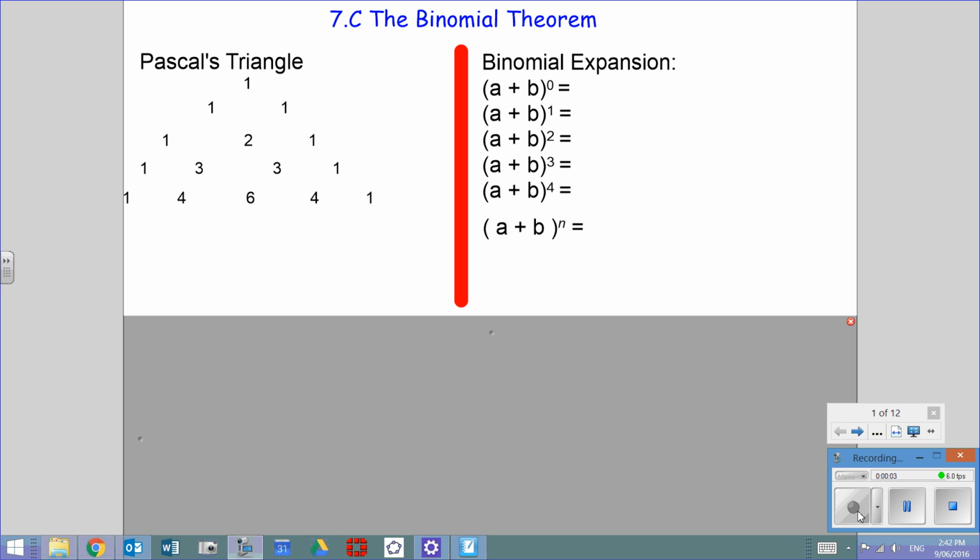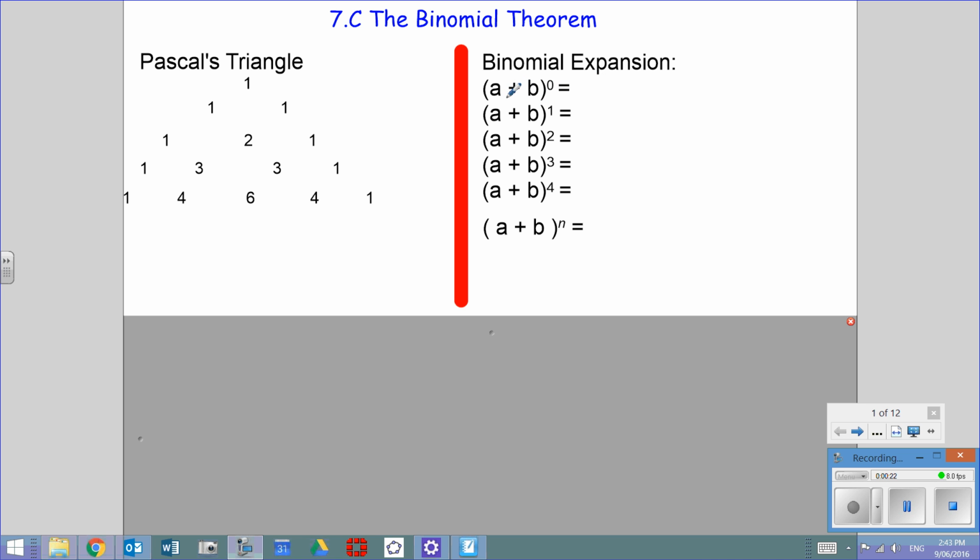Hello, Year 11. We're going to go ahead and look at 7C, which is the binomial theorem. And this is kind of bringing together everything we've been talking about over the last few days. So just going back to realizing that Pascal's triangle will give you your coefficient for binomial expansion. Let's see what happens here if we can follow a pattern.